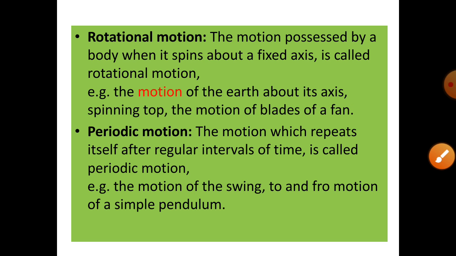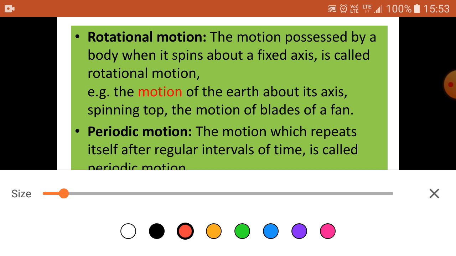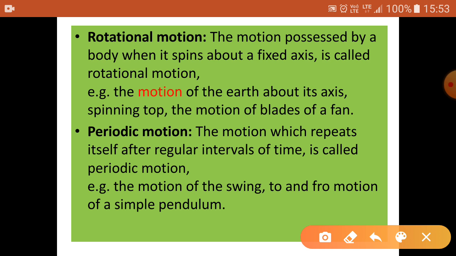Next is rotational motion, the motion of the body when it moves around a fixed axis. For example, this is the earth and it moves around a fixed axis, that is called rotational motion. The motion of the earth about its own axis, or your favorite one, that is spinning top. The motion of the blades of a fan around the fixed axis.